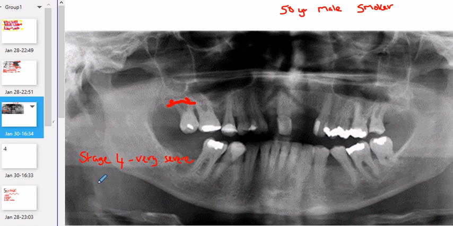So the next thing we're going to do is look at the extent. And we're looking at, is there more or less than 30% of the teeth affected? And I think you can see that there are definitely more than 30% affected. Therefore, this is generalized.